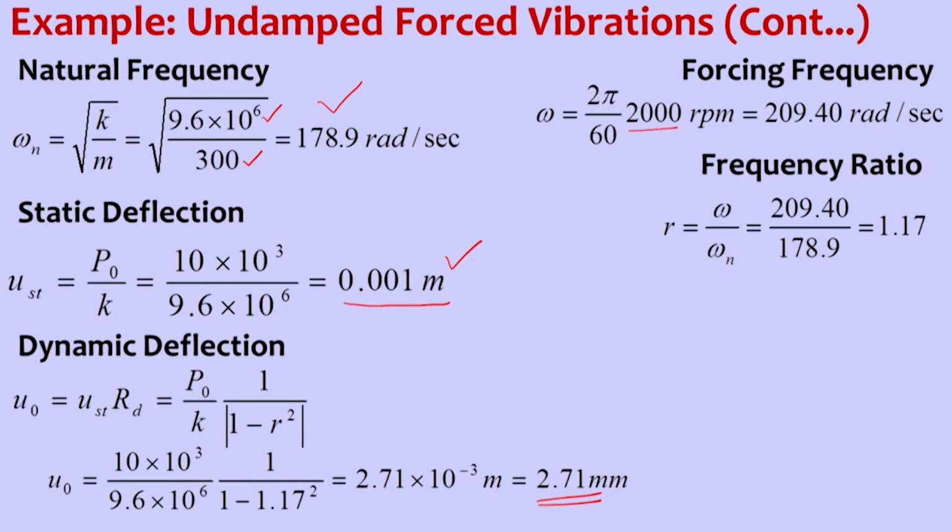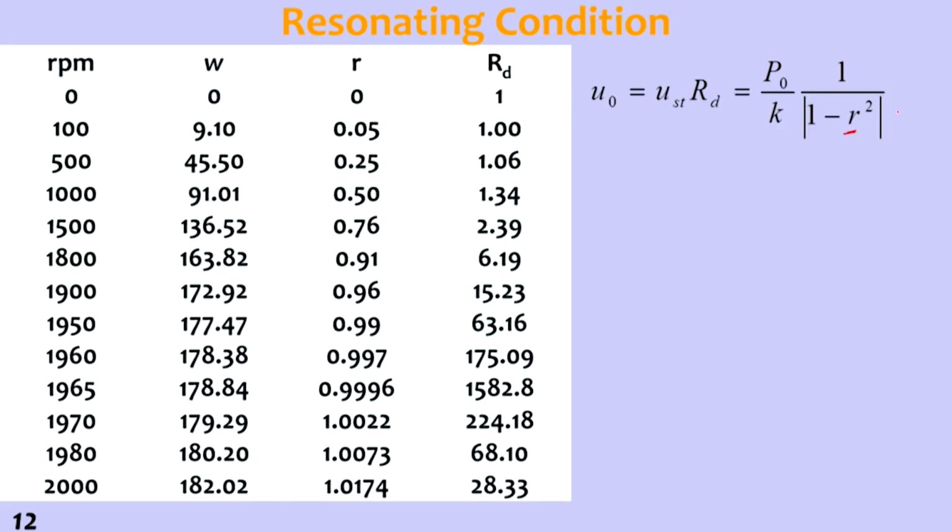So for 2000 rpm, 2 pi by 60 per minute is there. So 2 pi by 60 into rpm will give us the forcing frequency in terms of radians per second. Exactly that we are calculating. This is the rpm of the machine, this is the forcing frequency of the machine, and R is equal to omega by omega n, and then Rd is calculated using this equation. If it is at rest, then the Rd value is 1, so that means dynamic deflection and static deflection are the same.